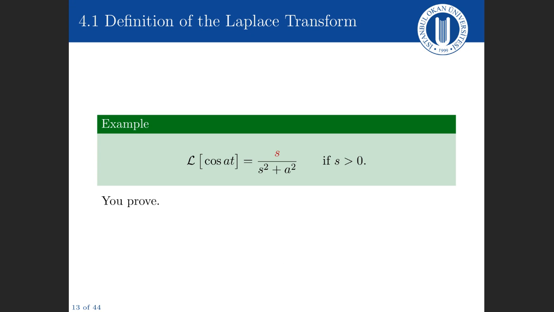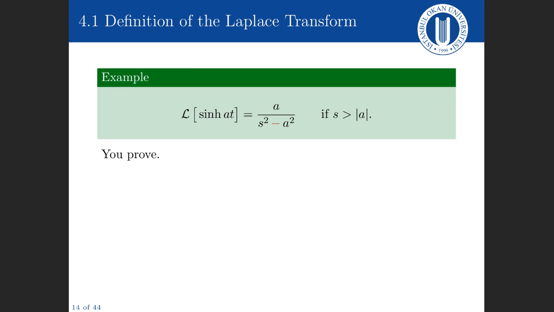We could do the same thing for cos(at). And we would get almost the same formula. In the previous example, we had a divided by s squared plus a squared. For cos, we have an s on the top. I'm going to leave this calculation for you to prove. Exactly the same as the previous one. Use integration by parts 2 times and then rearrange, and you will be able to find this formula.